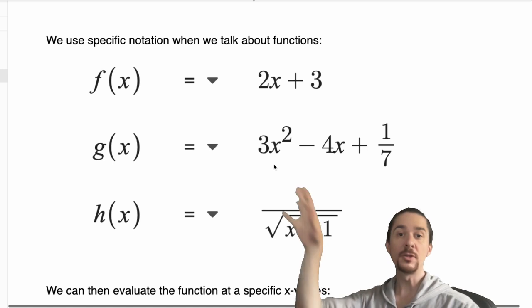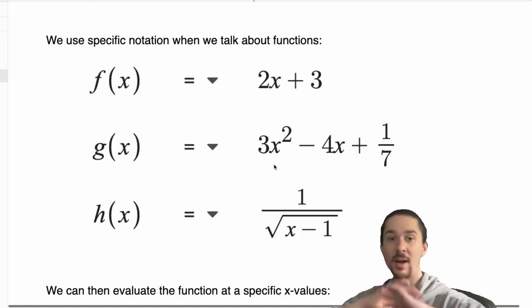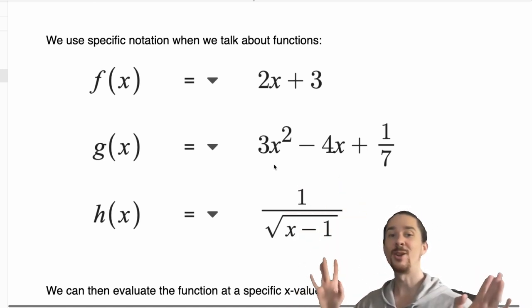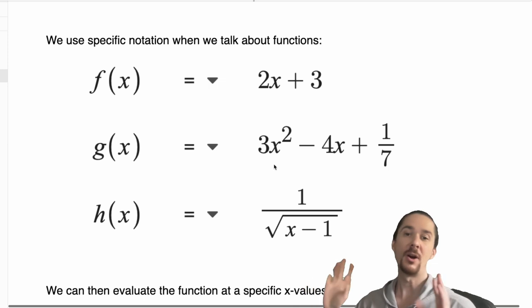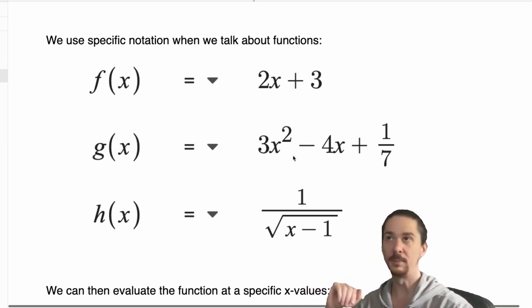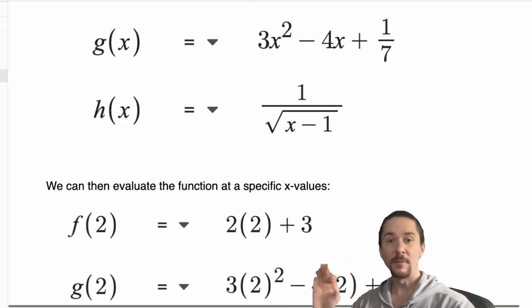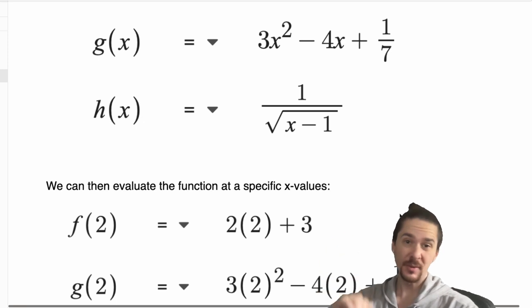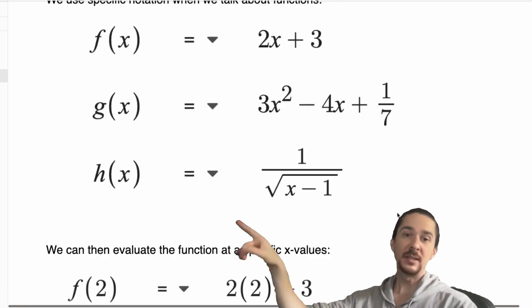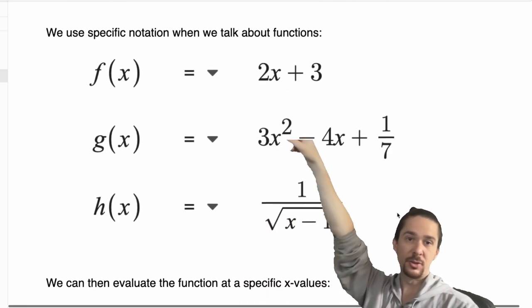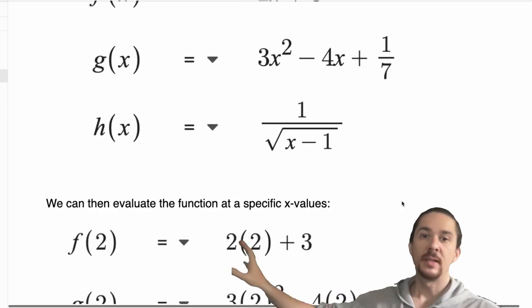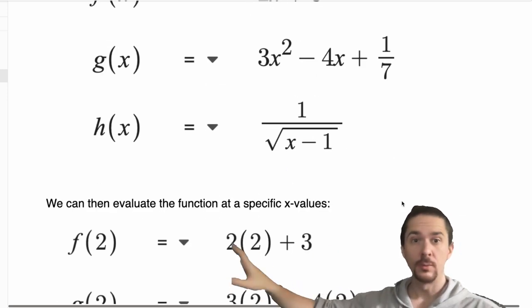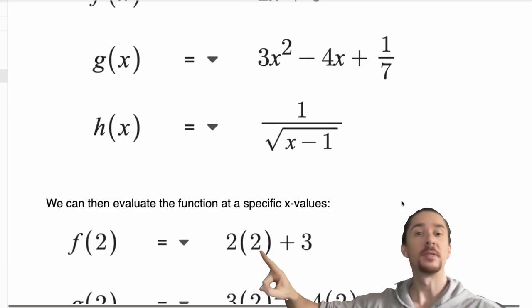You could have a function with more than one variable, but I'm not even going to touch that because we've got a lot to cover. We're going to keep it simple. Our functions have just one variable. We can evaluate the function at a specific value of the variable. So this is the function f of x equals 2x plus 3. We can take f of 2, which means that anywhere there was an x, we substitute in a 2.